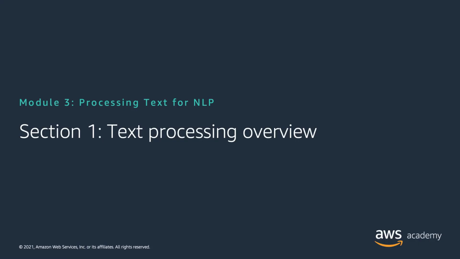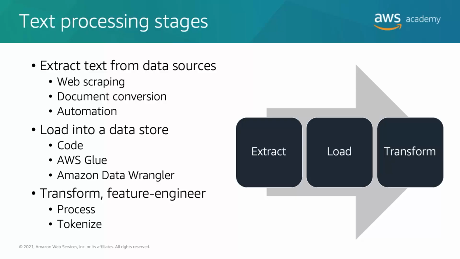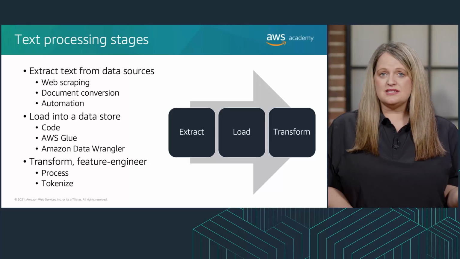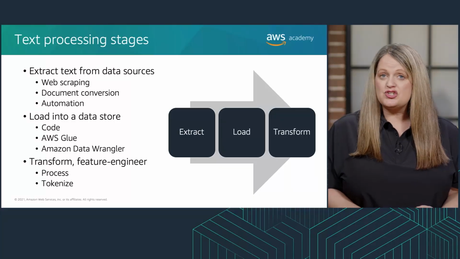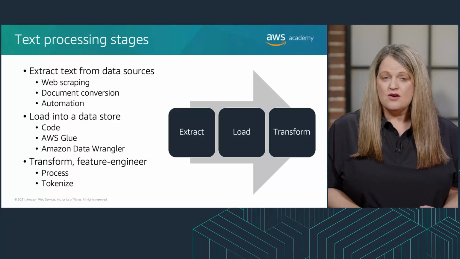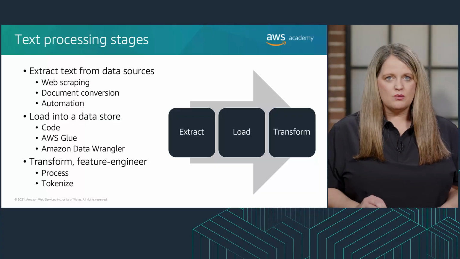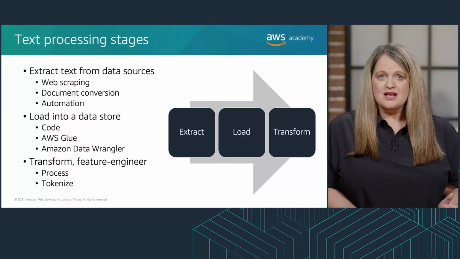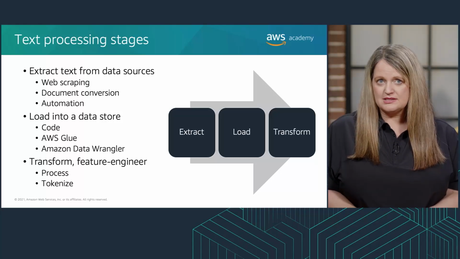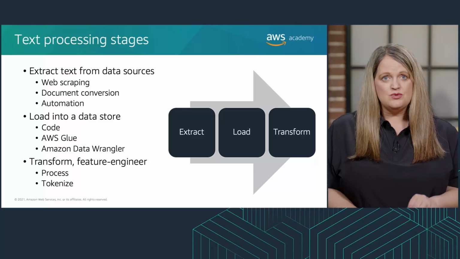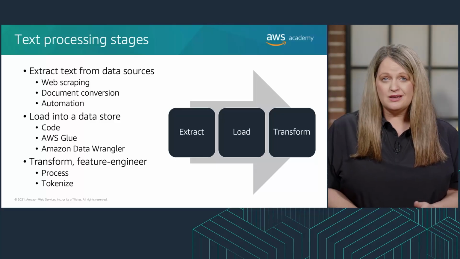This section provides an overview of text processing. As you saw in the previous module, the first stage of your NLP application is loading and processing text. You can think of this stage as consisting of 3 substeps. First, you'll need to extract data from the data sources. For example, you can pull text from websites or other web resources. This is known as web scraping. If you're loading data from documents, you'll need to convert it into the form that's required by your loading component.